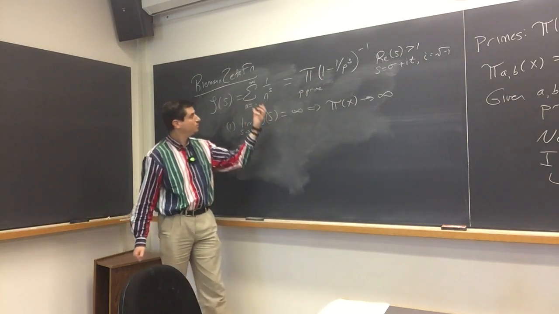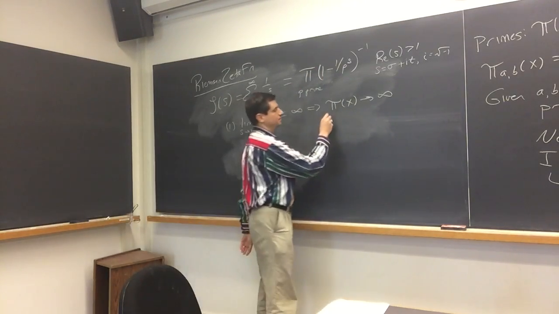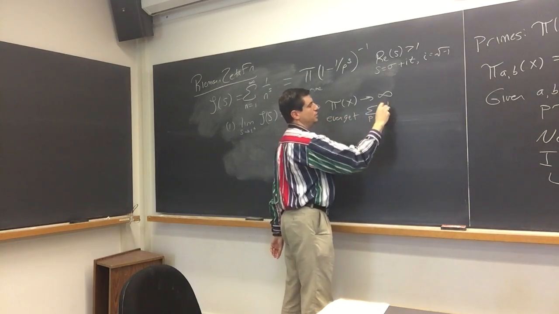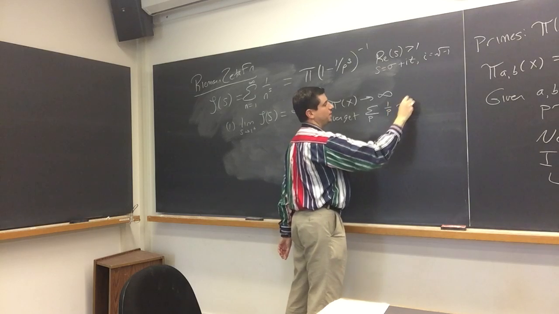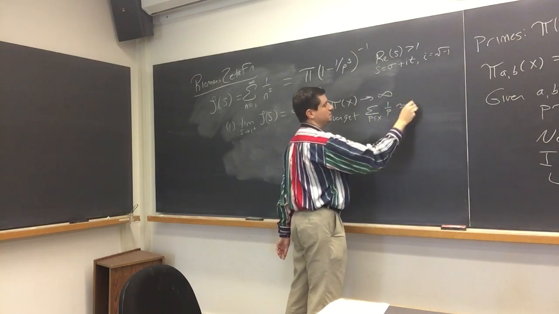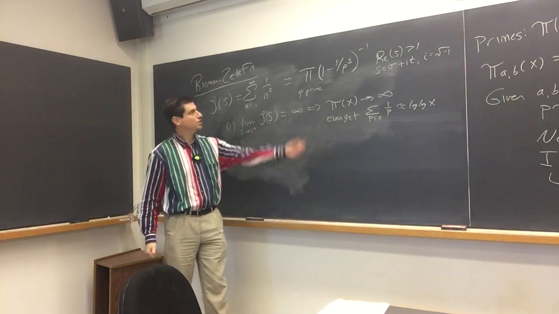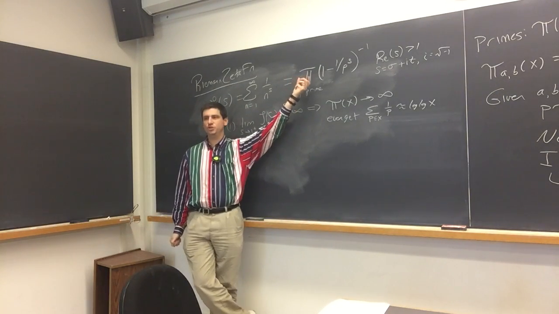And in fact, with a little bit of work, you can even get that the sum over primes p less than or equal to x of 1 over p is about log x. This is because whenever you see a product, what should you do?